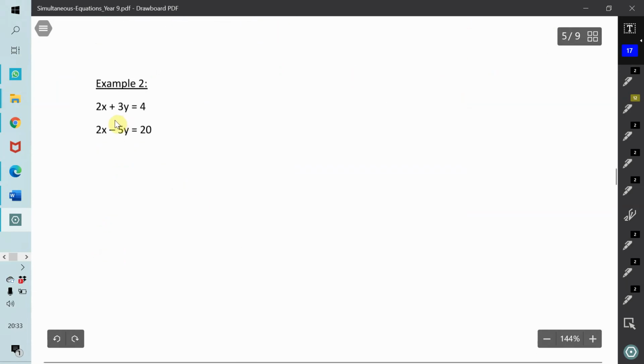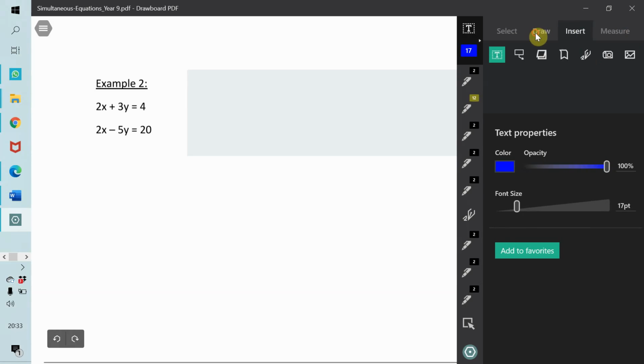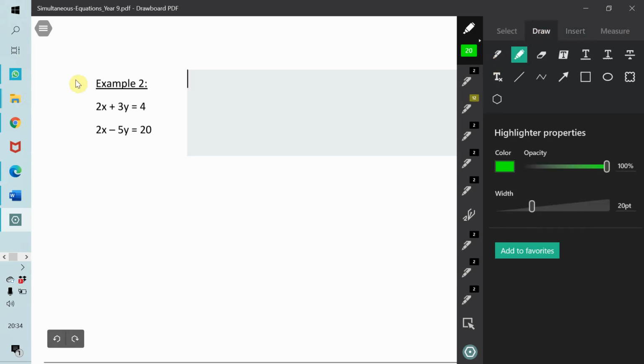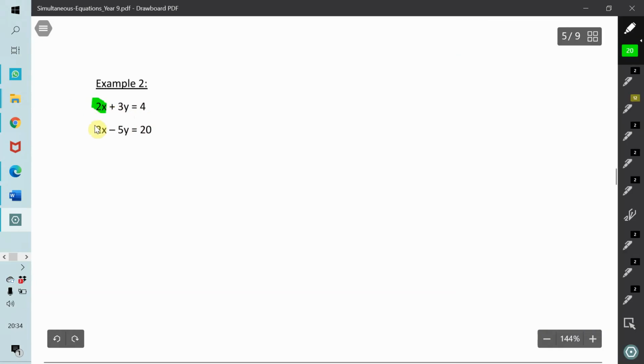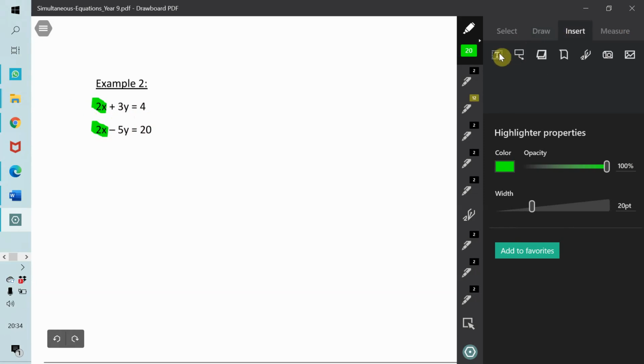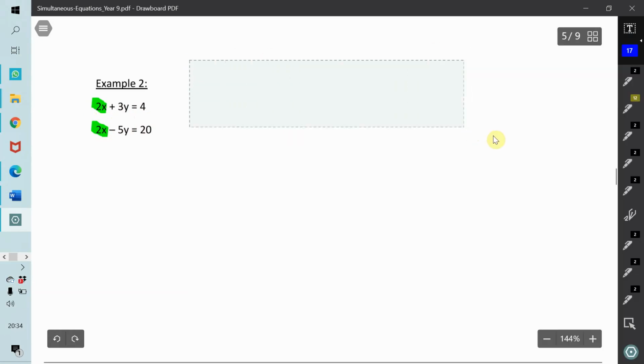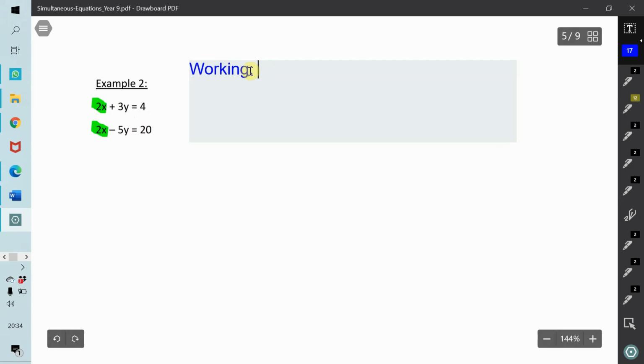Let's do the other one. Well, let me start with my working on the side. And let me figure out which terms are the same. And if you notice, the two equations, the terms that are the same are 2x and 2x. Now we need to do some working to figure out whether I should place a plus between them or a minus between them. So working, now we know that 2x and 2x, both of them are positive because that's the sign in front of them.